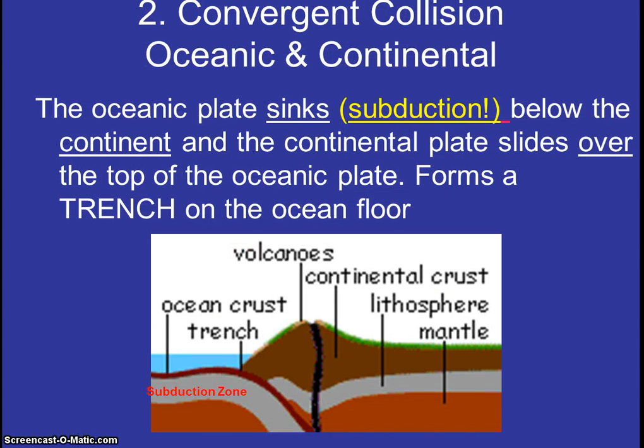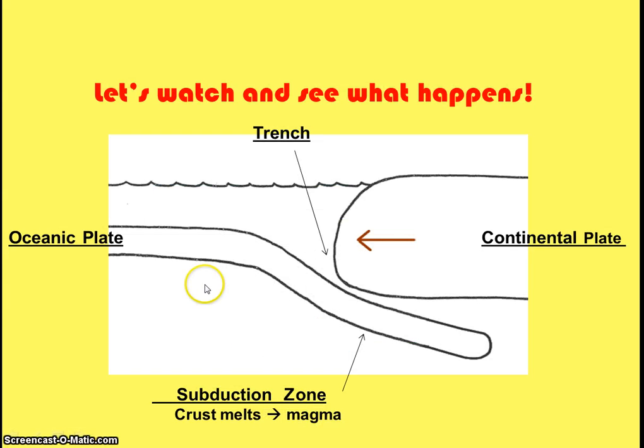All right, our next type of boundary is a convergent collision, where we have oceanic and continental. Oceanic plate sinks or subducts below the continent, and the continental plate slides over the top of the oceanic plate. This also, as we can see here, forms a trench on the ocean floor. It's a very deep place on the ocean floor. Now this type of movement does the same thing.